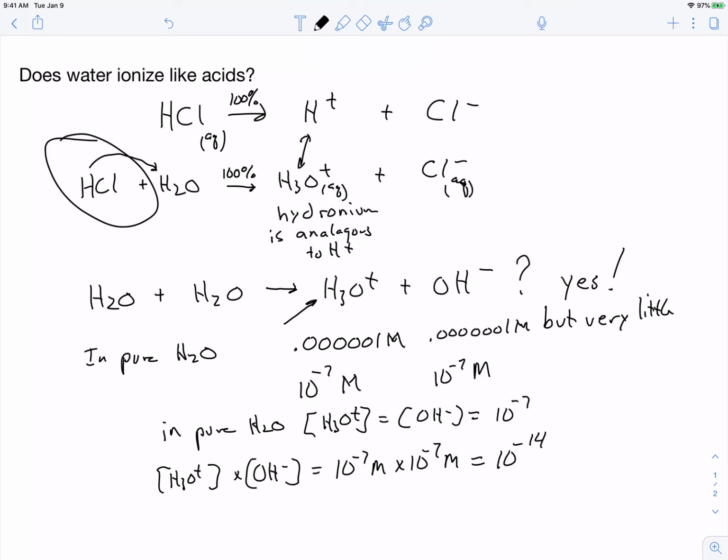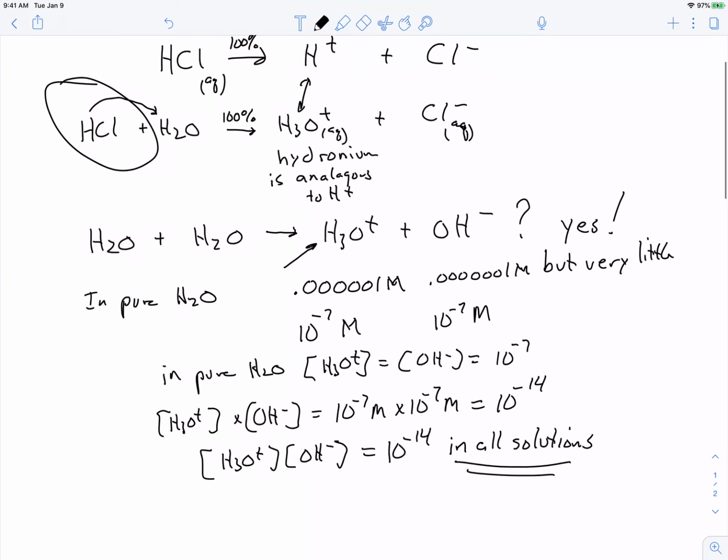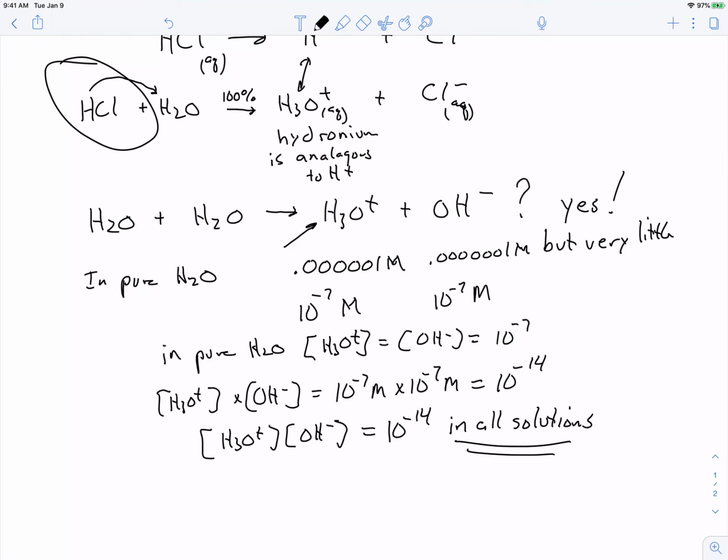This is a very important number. It's important to remember that hydronium times hydroxide equals 10 to the minus 14, not only in pure water, but in all solutions. So we call that a constant. We call that Kw. K is our symbol for constant.